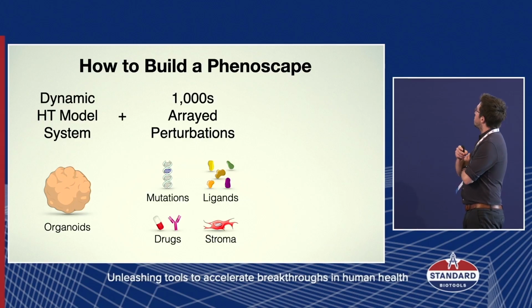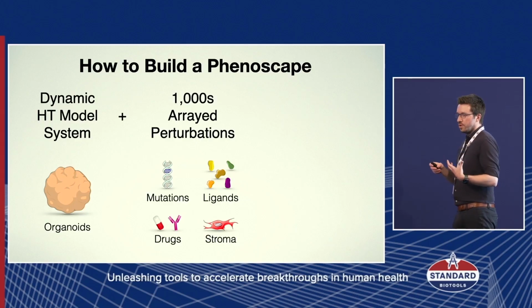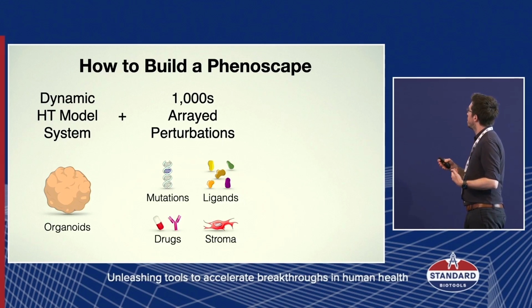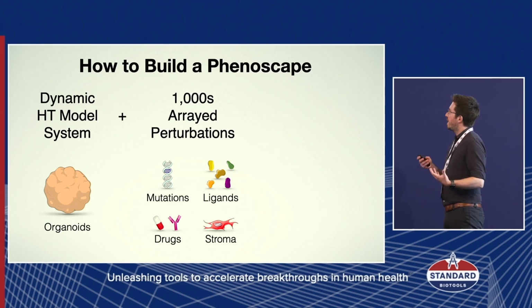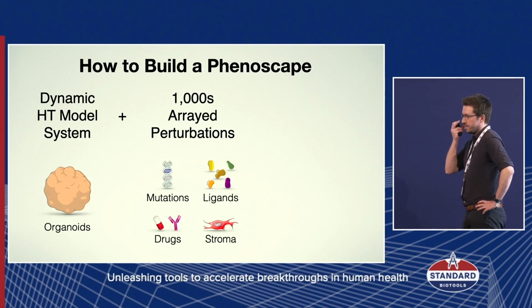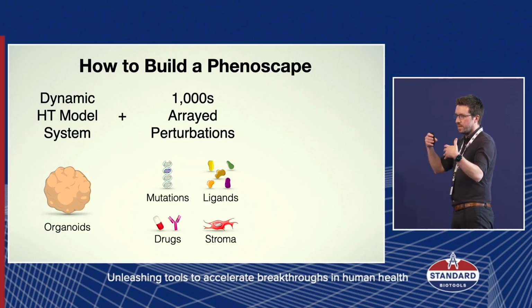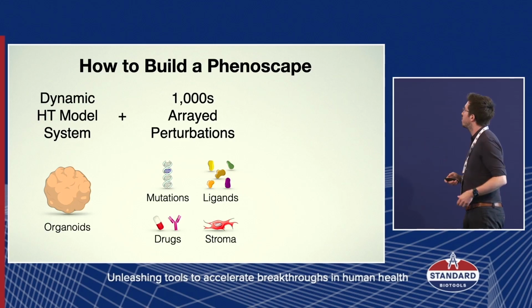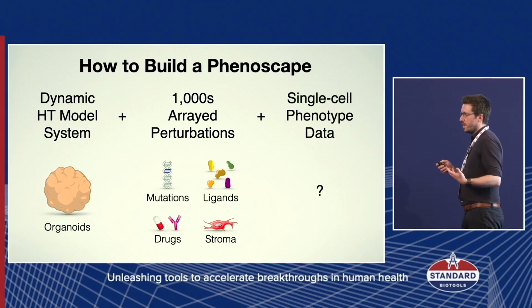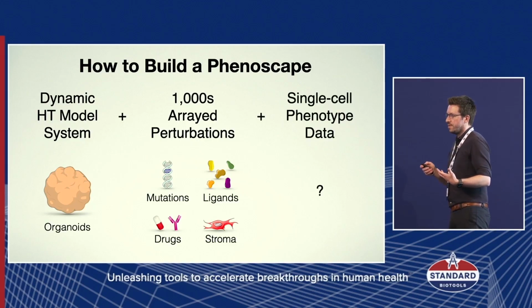We also need thousands of perturbations, so you can't just look at one or two things. You need to be able to do an arrayed perturbation screen. You need to be able to look at different things like genetics, ligands, drugs, stromal cells, and it needs to be arrayed. A lot of single-cell screening, especially in the genomics area, is using pooled screens, and that's great if you've only got intrinsic factors, but if you want to see what's happening in a microenvironment, you can't do that. You need an arrayed format. And then, of course, you need a way to quantify single-cell phenotypic data.